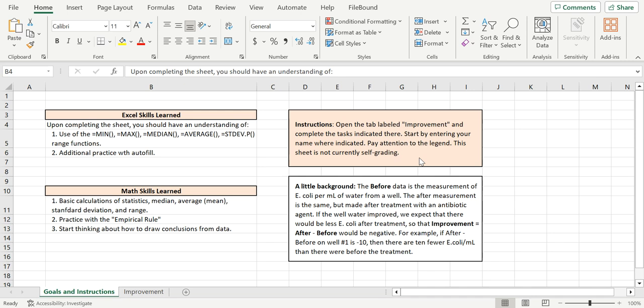And then we're going to also look at the improvement amount. We're hoping to see the E. coli lower. If the treatment's working, we want to lower the amount of E. coli. And we'll look at the improvement to see if we've lowered it, and we'll do the after minus before to find that improvement. So in this DQ, we're going to look at finding the min, max, the median, standard deviation, the range. We'll look at percentiles, and we'll look at the empirical rule. So let's get started. So go over to the improvement tab.